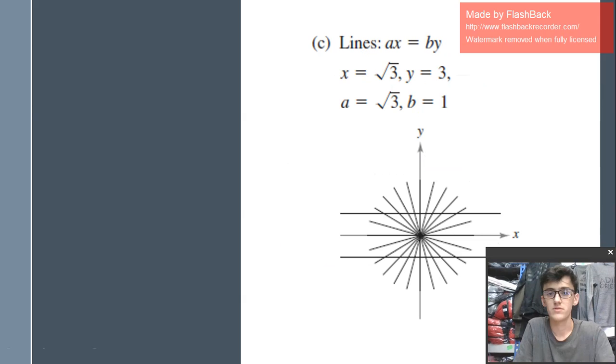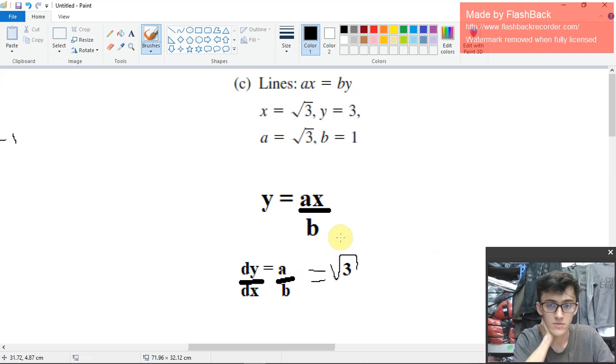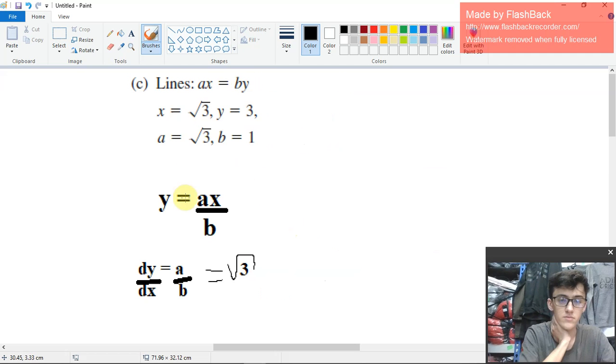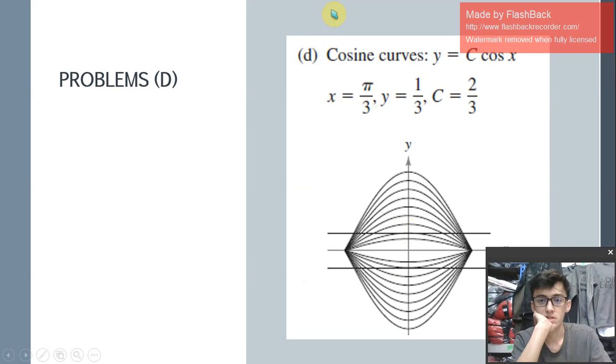This problem, number C, is lines, a family of lines, and we solve this equation and find the derivative. So solve for y equals ax over b. For the derivative of this value, we can think of a and b as being constants, so x disappears, and when we substitute the a and b values, we get that it equals the square root of 3. And the last and final problem is D, cosine curves.